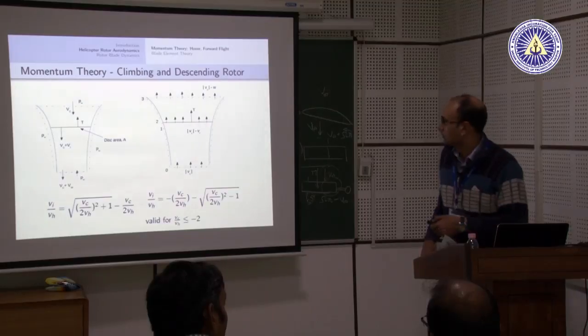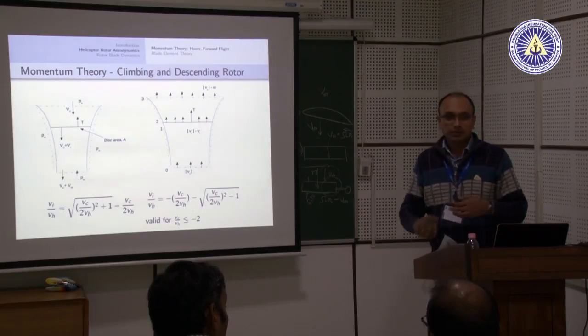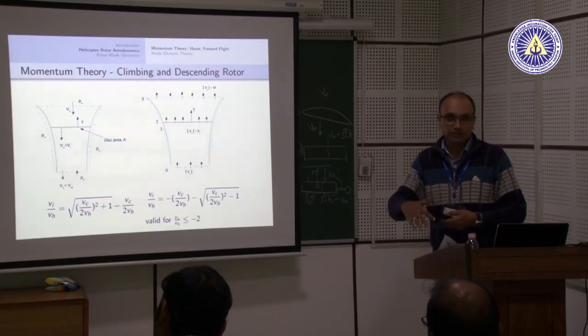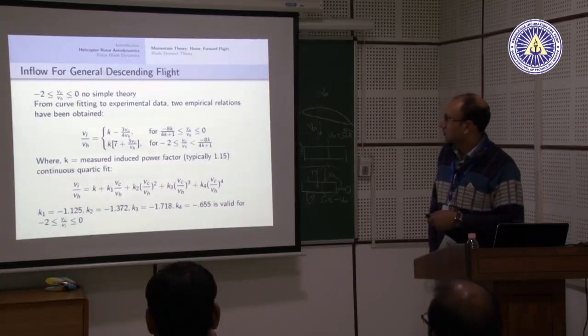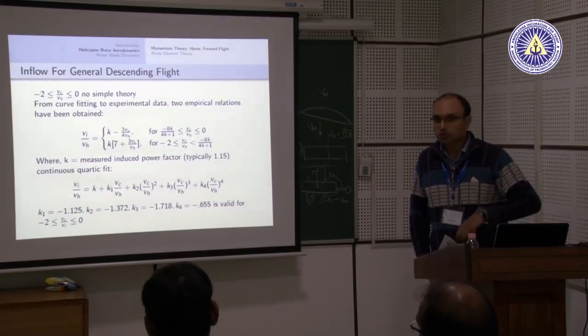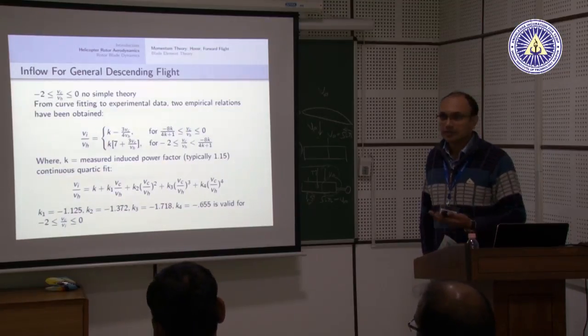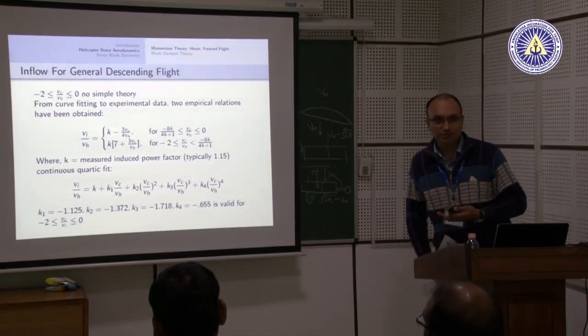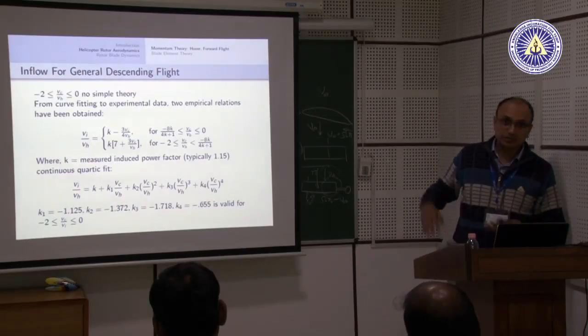So what do I do if I want to find the induced velocity for much smaller rates of descent? Then we have to resort to one of these empirical expressions, because there is no simple theory which will enable you to estimate the induced velocity in those regimes, and actually those regimes are very bad.